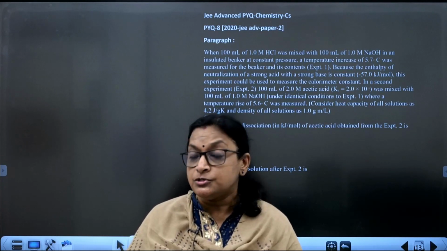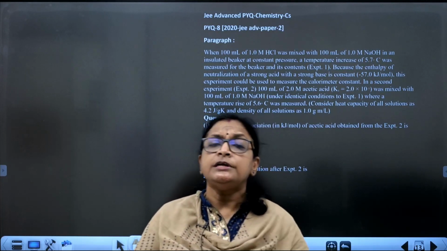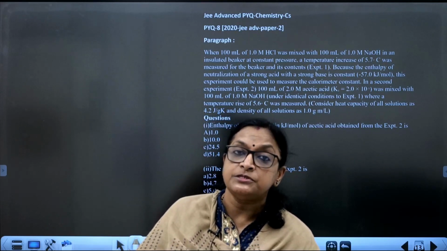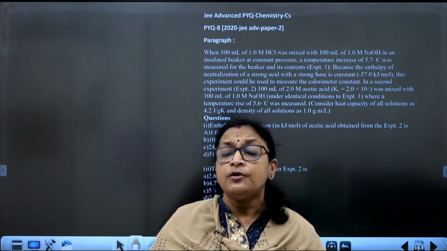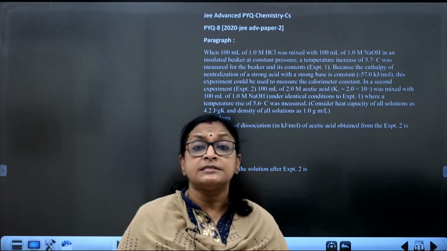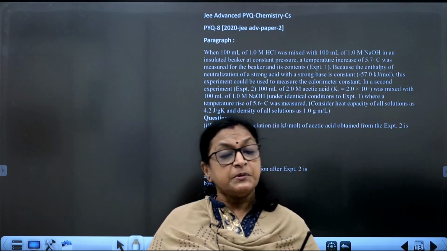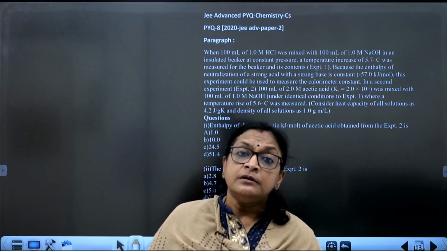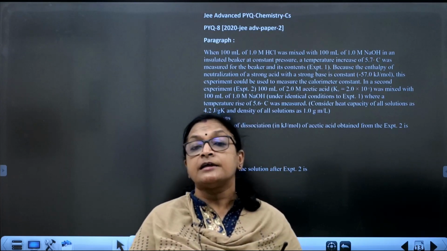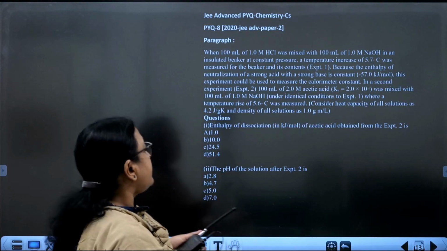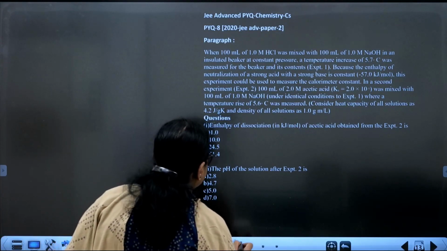So let us go to the question, where purely enthalpy of neutralization is the concept here. Enthalpy of neutralization of a strong acid versus strong base is experiment 1. And experiment 2 is enthalpy of neutralization between a weak acid and strong base. And after all, what do you mean by enthalpy of neutralization?